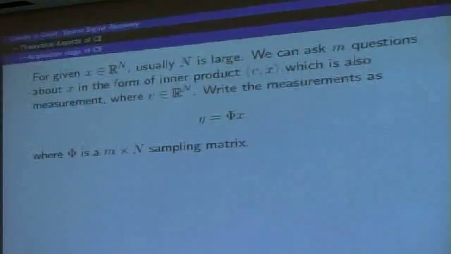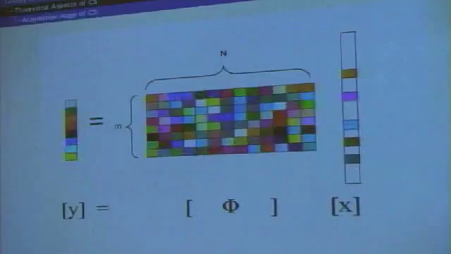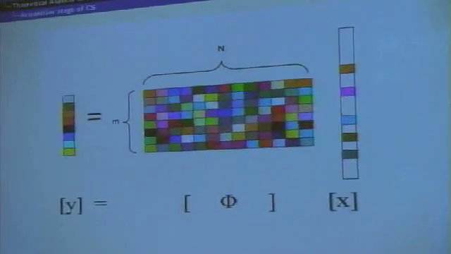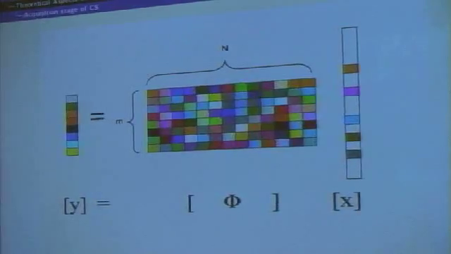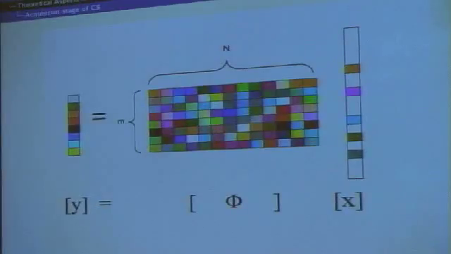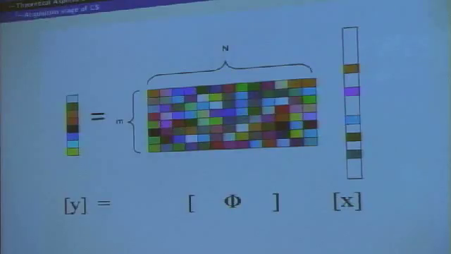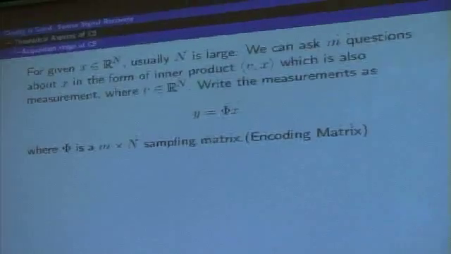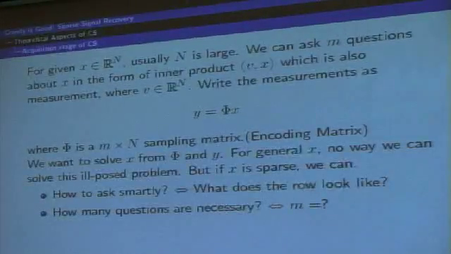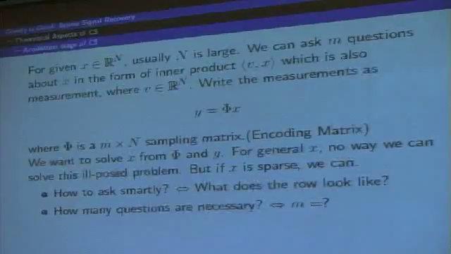With this graph, it would be clear. The first row is your first question. You have x here, which has only a small number of non-zero coefficients. You take the inner product and save your answer in the first position in y. Because you can ask m questions, that's why you have m rows in phi. Sometimes we call phi the encoding matrix. We want to solve for x from phi and y.